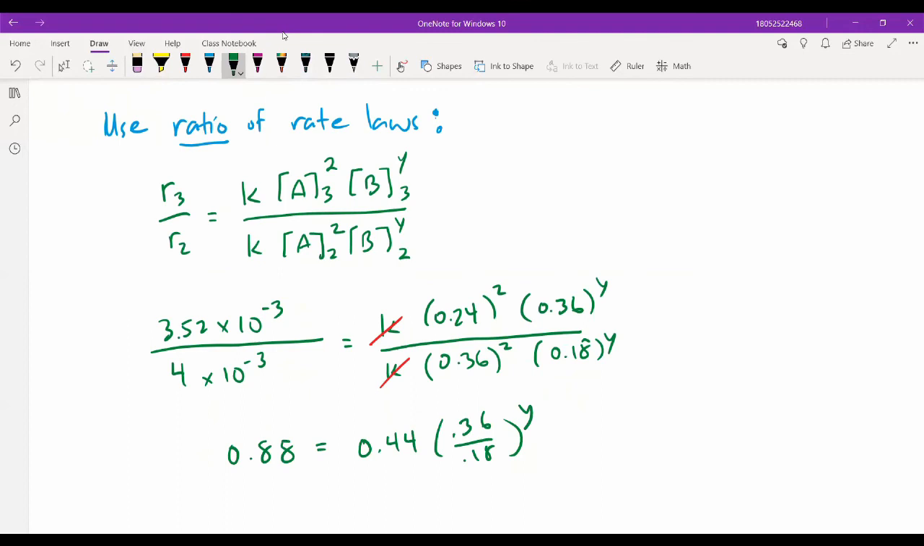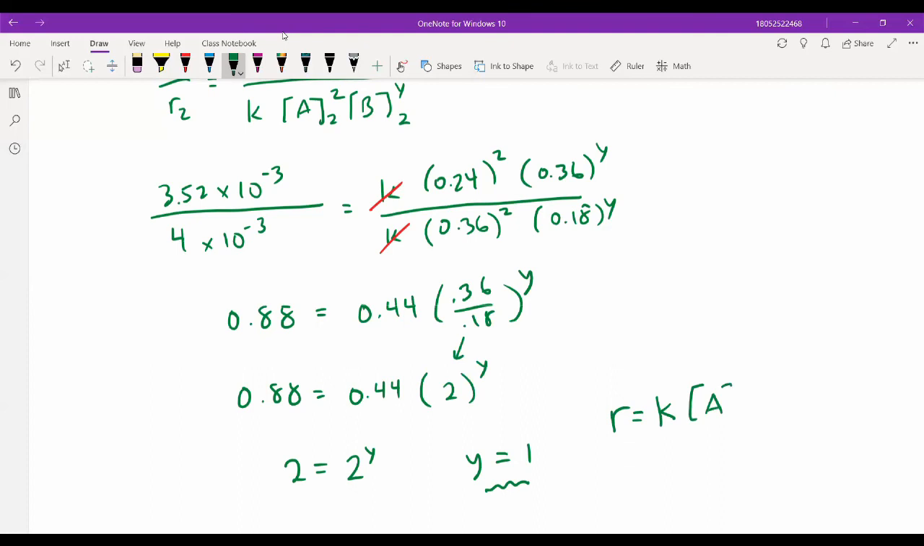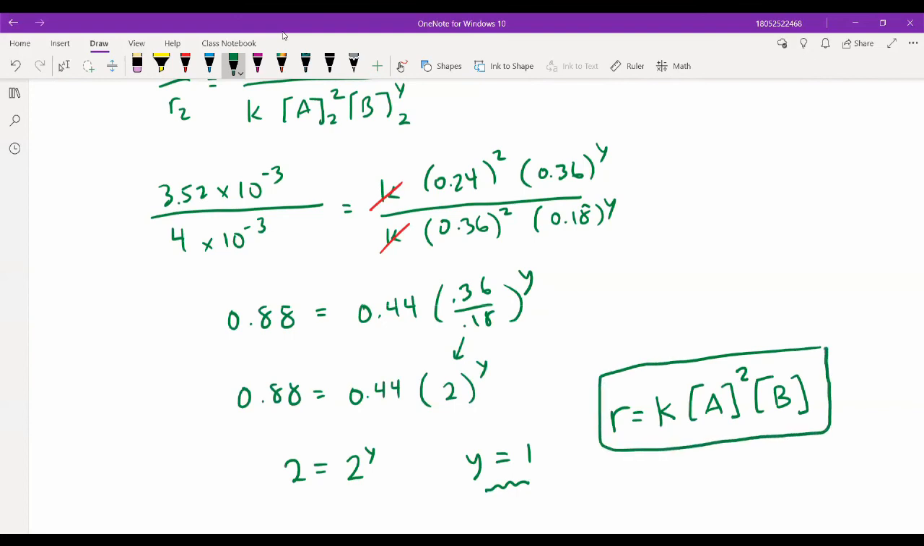This ends up being the same as, we can write this 0.36 over 0.18 as 2, right? And then 2 to the y. So we end up then getting something again that comes down to how the rate's changing and how the concentration's changing. So we end up with y equals 1. So our rate law, we don't need to find K, just writing the rate law, should be second order for A and first order for B.